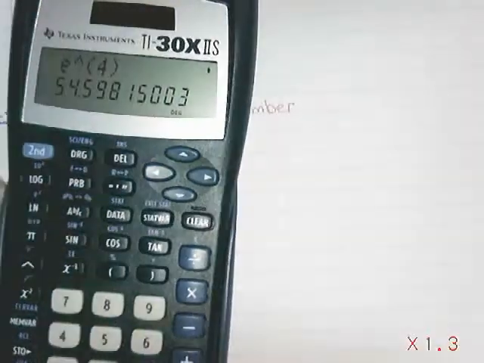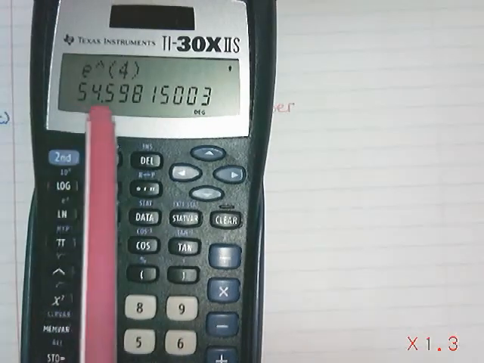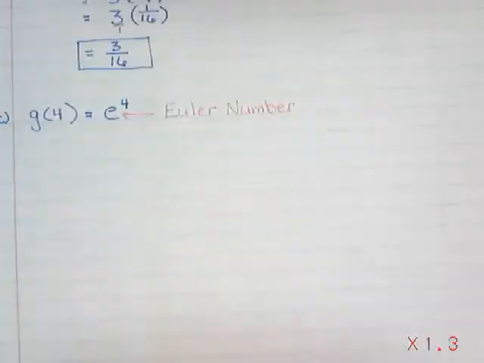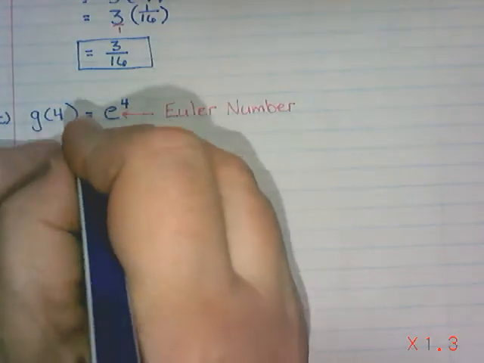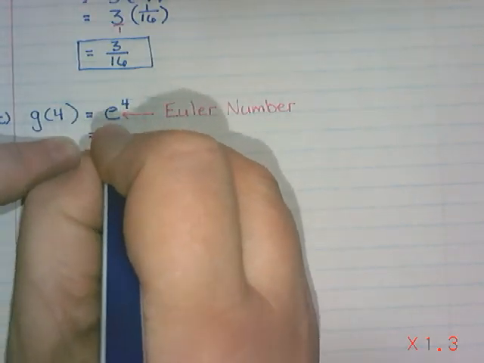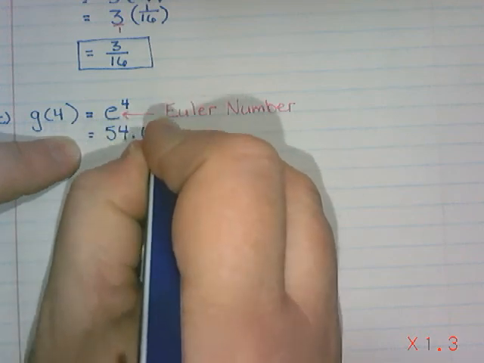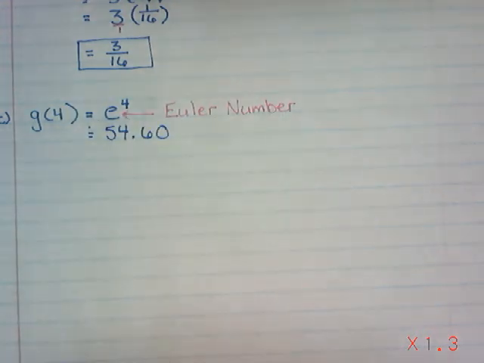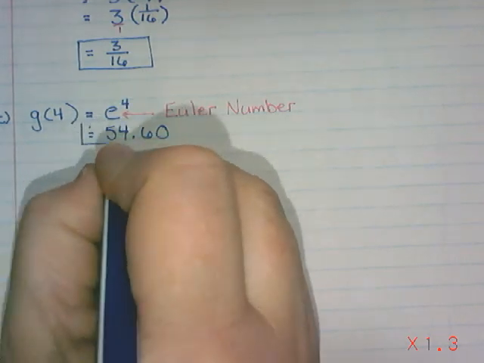So this is approximately 54.60. And the question did ask for us to round it as a decimal to 2 decimal places.